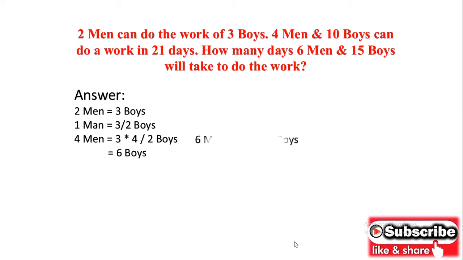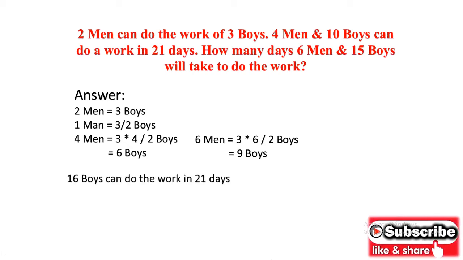Likewise, we can do that. If we can find out 4 men equal to how many boys, then we can find out 6 men equal to how many boys, right? 3 multiplied by 6 divided by 2. Just follow these rules: 2 men equal to 3 boys, 1 man equal to how many boys, then 6 men equal to how many boys. So you get your result, right? So 6 men equal to 9 boys.